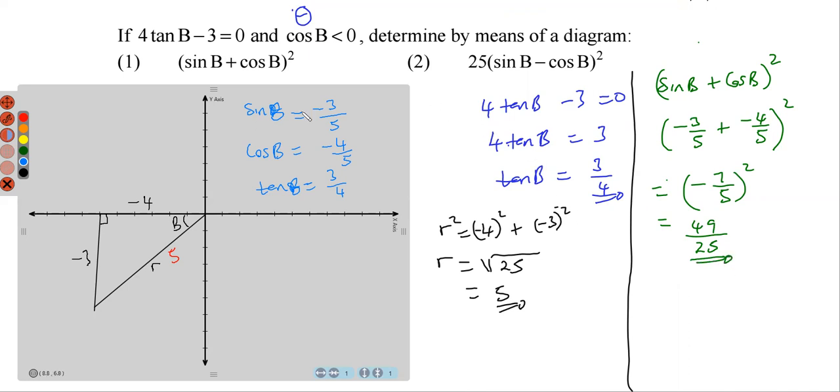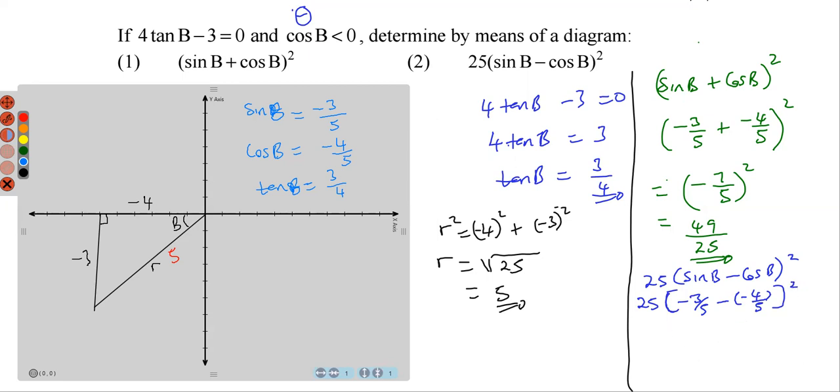Now, let's look at the third problem there, which is 25 times sine B minus cos B squared. What is our sine B there? Sine B is negative 3 over 5. What about cos B? It's negative 4 over 5. Are we squaring that? Yes, we are squaring that.